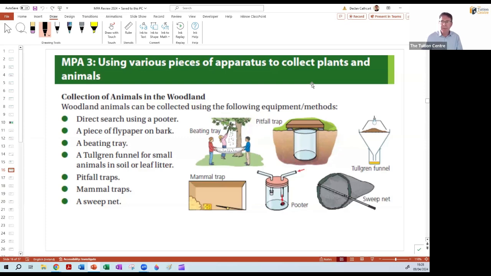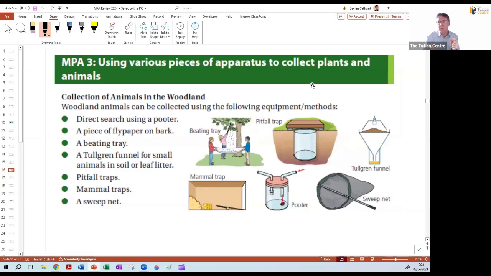See the thing on the top right there? A Tullgren funnel is basically a big funnel, and you put a gauze on the top, you put a bunch of soil there, and you put a light on top. The heat and the light cause the small organisms in there to move away from it, and they go down through the gauze into the funnel and down into the jam jar underneath. So that's a Tullgren funnel. It's for small soil organisms.